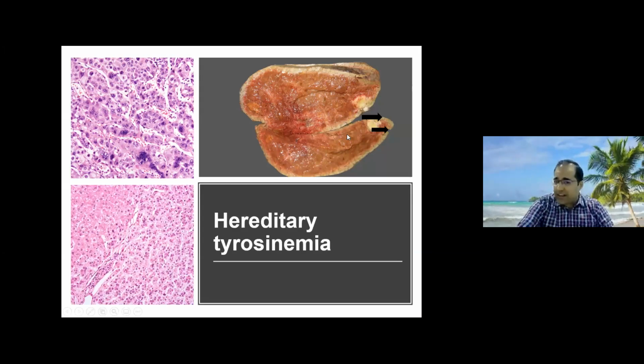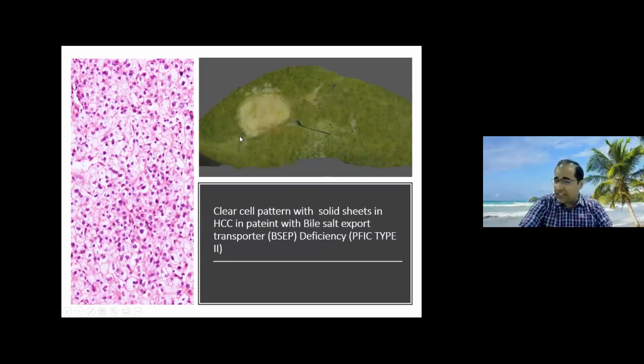This is a case of ours, in which you can see a tumor of tyrosinemia SCC. You can see this tumor moderately differentiated. You can see multinucleation also and dysplasia also. Another tumor you can see, this is one of our cases. You can see it in BSEP, PFIC type 2. You can see this tumor again. It shows clear cell areas in this case.